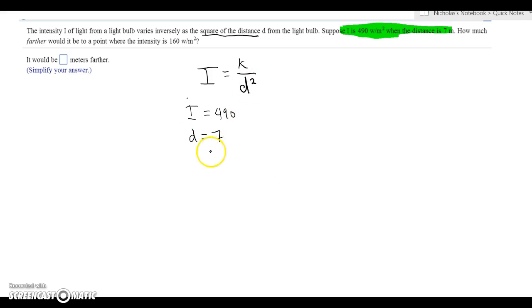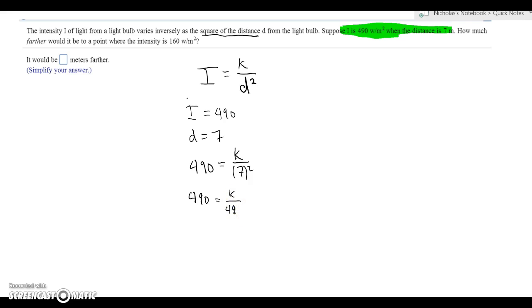So let's plug those into this, and instead of I, we're going to have 490 is equal to k. We don't know that value yet. That's what we're working to solve. And then on the bottom, we're going to have 7 squared. And you can see that 7 squared, this is going to be 490 equals k over 49.